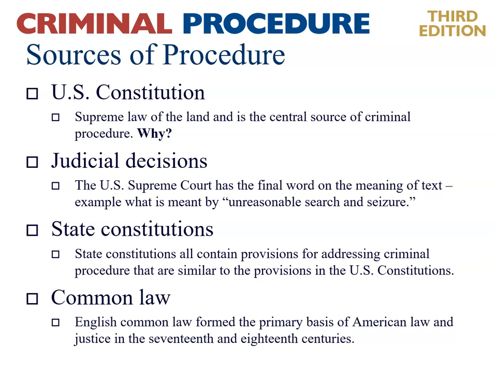So where do we find some of that? The law regarding criminal procedure can be found from various sources. Well, the first one is the U.S. Constitution, and the U.S. Constitution is called the supreme law of the land and is the central source of criminal procedure. And I want you to think about why. You don't have to answer right now, of course, but I'd like you to kind of figure out, why is the Constitution the supreme law of the land?